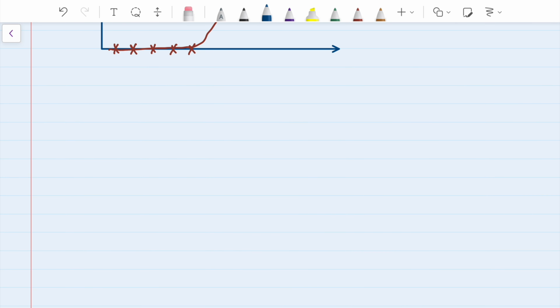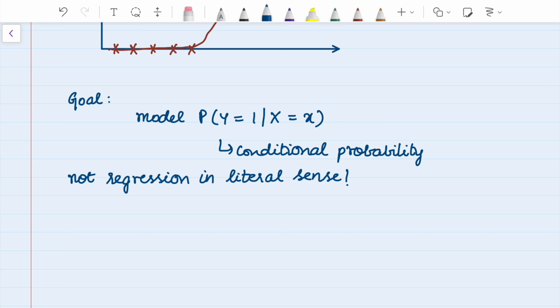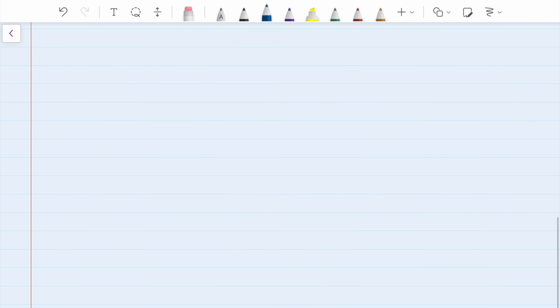So instead of predicting the class directly, logistic regression predicts the probability of y equals 1 given x. This is also called the conditional probability. This means that logistic regression is actually not regression in the literal sense. Therefore, each label capital Y given capital X equals x is modeled as a Bernoulli random variable with p of x probability. Now let us discuss what the Bernoulli distribution means.